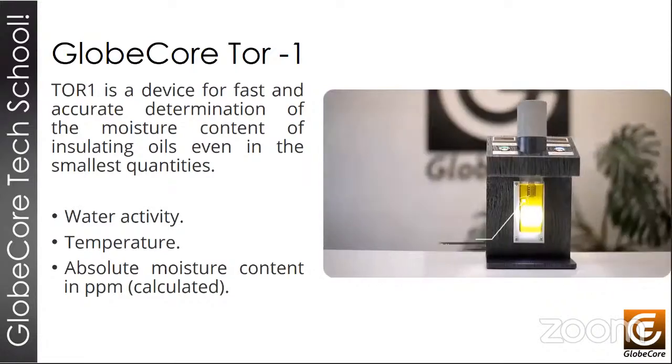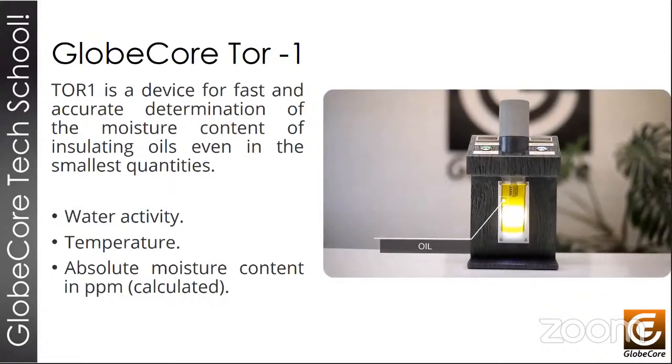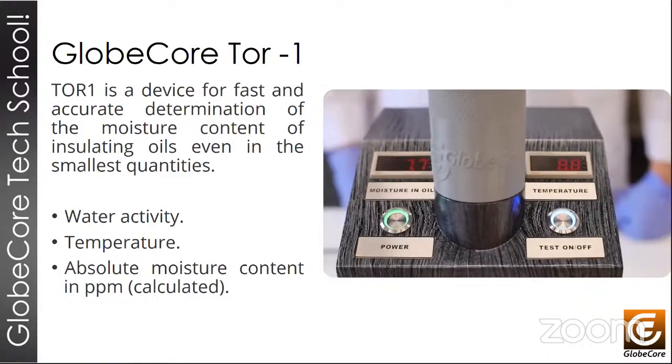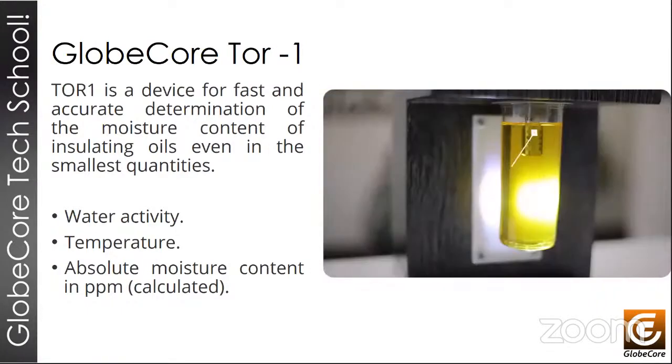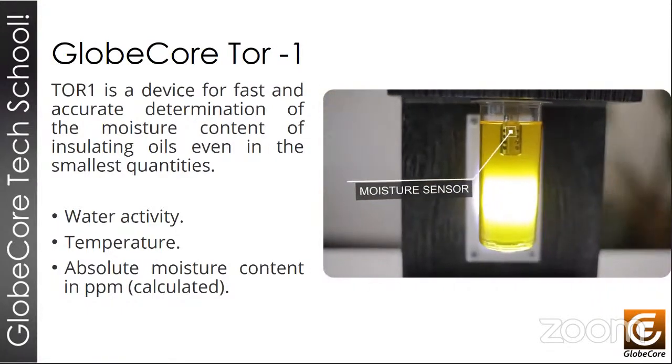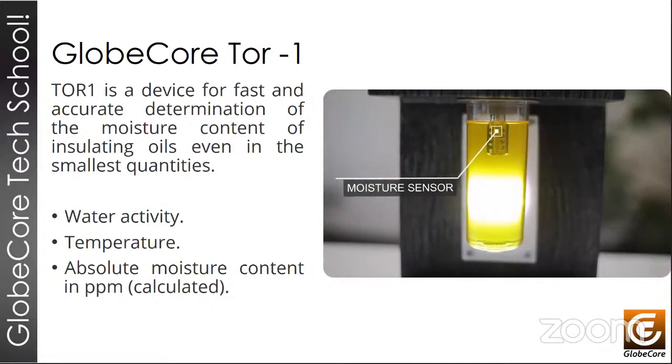but it's also perfectly suitable for use in any laboratory. The Tor 1 is a device capable of measuring the amount of moisture present in the oil and also measure its temperature. The important part here is not the parts per million measurement, but the indication of the activity of water in the oil. And this device is rather small and compact. It's pretty easy to handle and carry around if need be. And you could just watch a quick video here on this pretty little thing. Next slide, please.